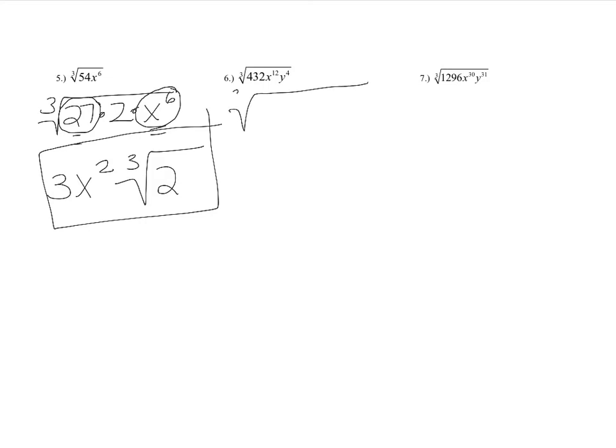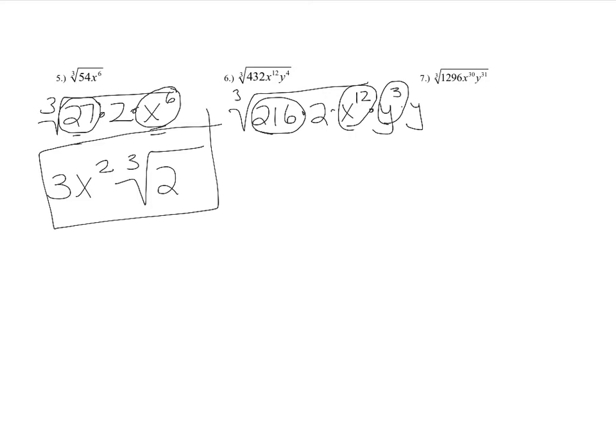So you have the cube root of 216 times 2. X to the 12th is a perfect cube because its exponent is divisible by 3. Y to the 4th is not, so you would break that into y to the 3rd times y. So now, circle your perfect cubes. 216, x to the 12th, y to the 3rd.